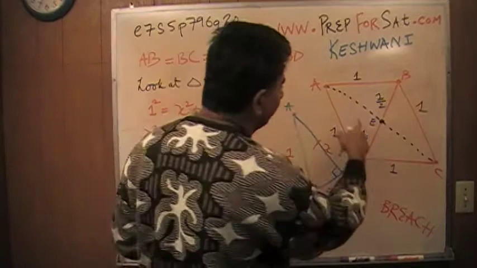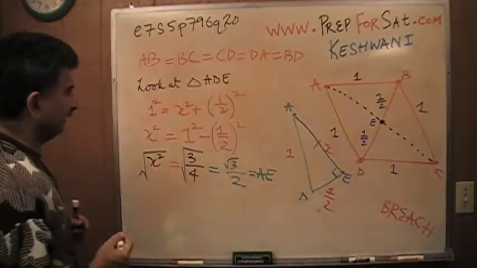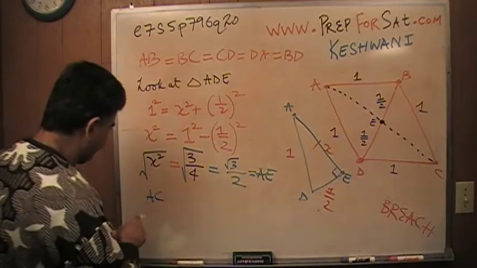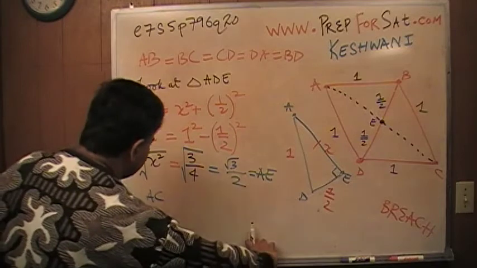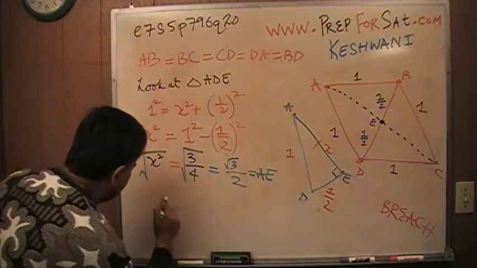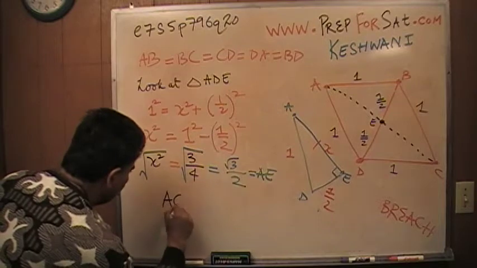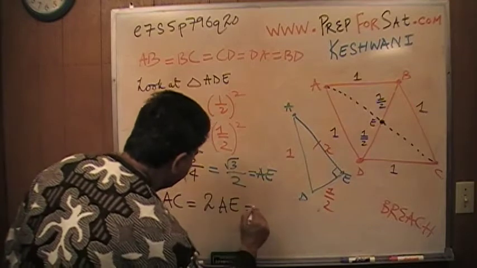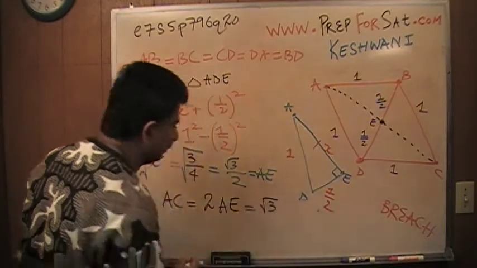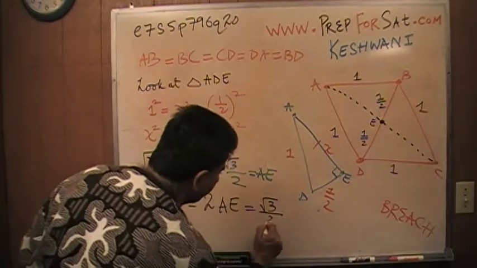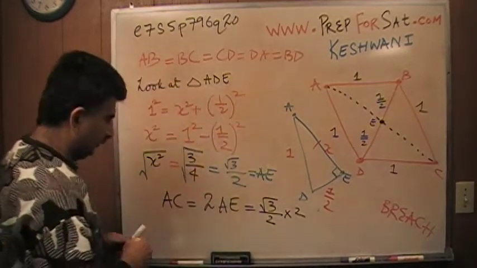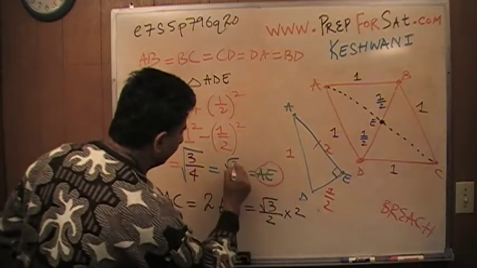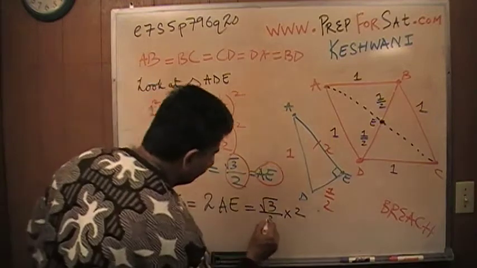Therefore, the length of the whole thing AC is twice AE. I'm going to write it here. AC is 2 times AE, and therefore it is equal to simply root 3, because what it is actually is root 3 over 2 times 2, because we just found here the length of AE. AE was root 3 over 2, therefore it's like that.